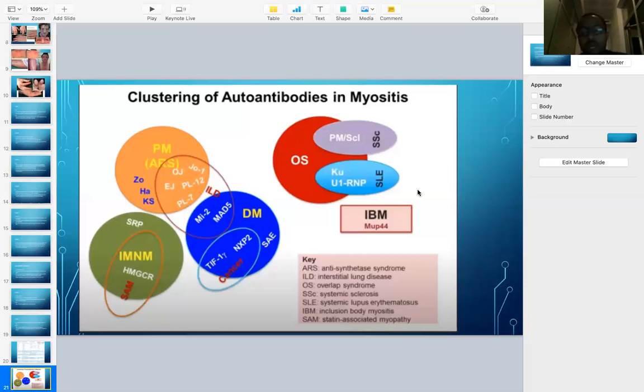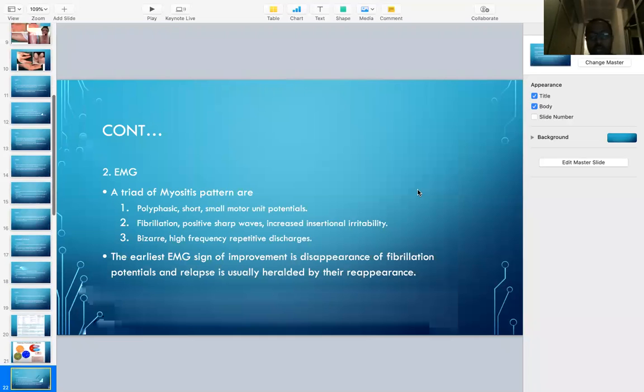So far, there's no well-standardized antibody test for inclusion body myositis, but in the literature, you may find a couple of antibody tests, but none of them are specific for inclusion body myositis. So we don't have any antibody tests for inclusion body myositis and polymyositis. The other most important investigation modality is the EMG. EMG mainly supports the diagnosis, but normal EMG doesn't rule out myositis.